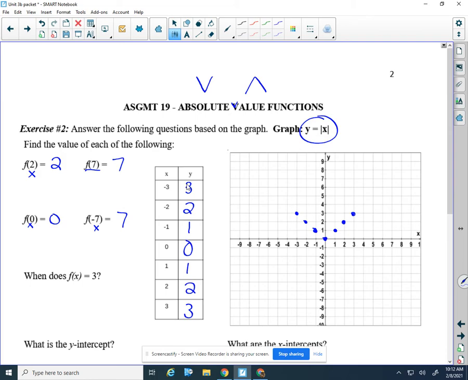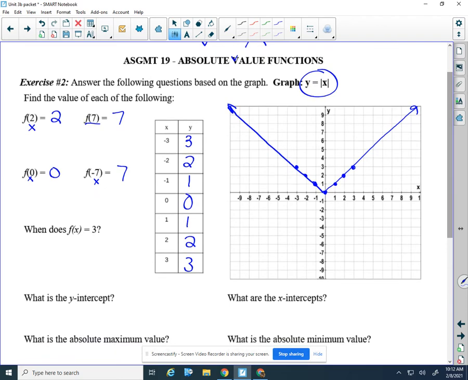Now we're going to plot our points. And I'm going to draw this with arrows like that. If you have a ruler or back of a magazine or something, or an index card, it'd be nice if you could draw a straight line.